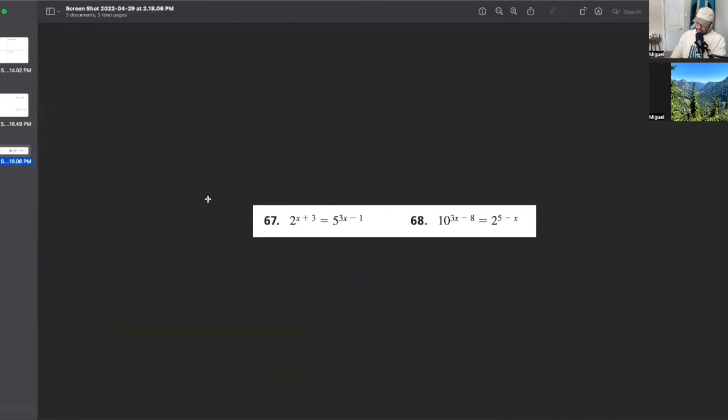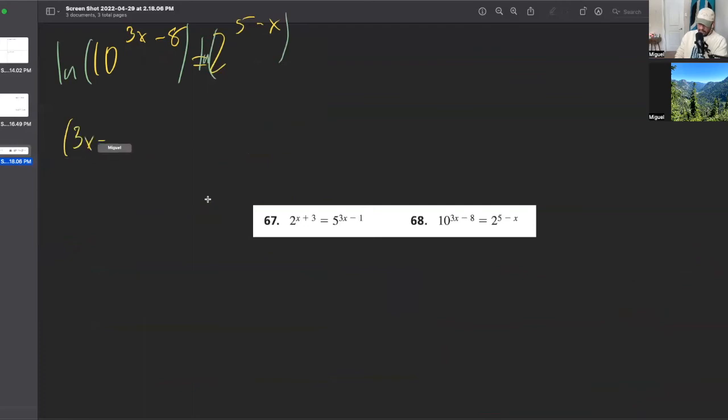All right, let's go ahead and do the last problem. We're going to start it off up here, 2 minus 5x. Same thing. I need to introduce the natural log to both sides. So then I have 3x minus 8 natural log of 10 equals 5 minus x natural log of 2.